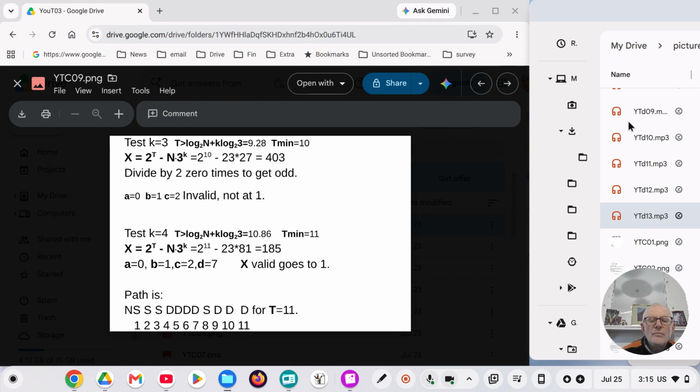That is a simple method for finding the stopping time t for any value of n. And you get the path too.